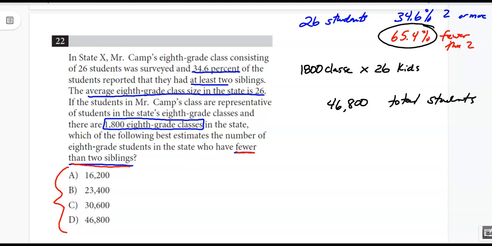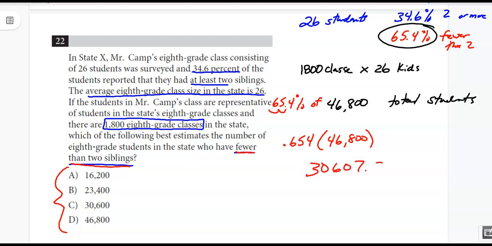So let's do this. 65.4% of, so the shortcut way to do this is you multiply, and we need to change this percent to a decimal, so I'm going to move it 2 to the left. I'm going to go 0.654 times 46,800, so times 0.654, because the other number was still in my calculator. I'm getting about 30607.2, and it looks like the correct answer here is C.